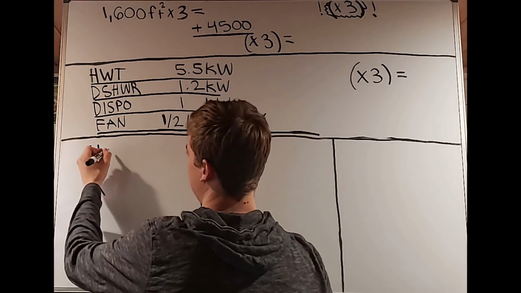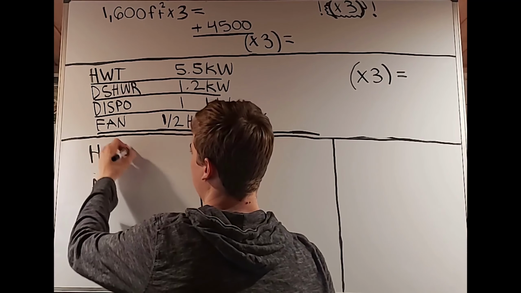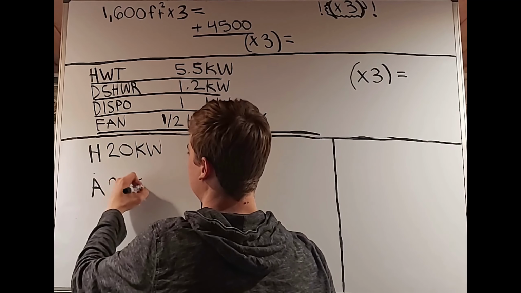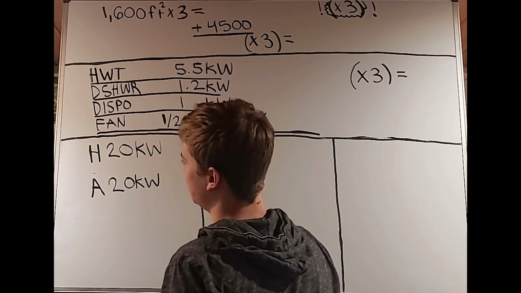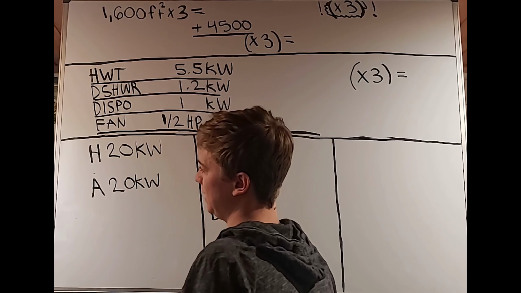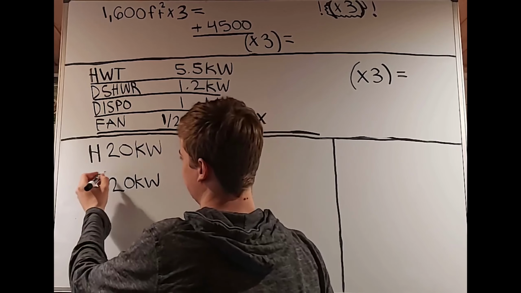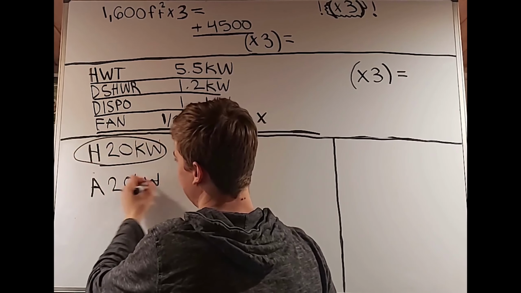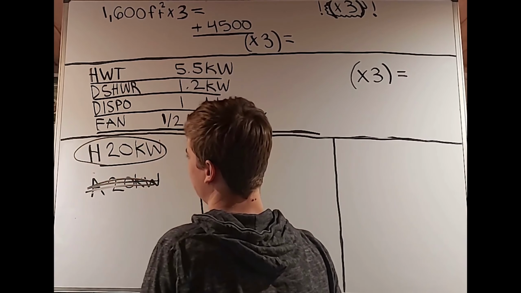So I know heat and AC, I had a 20 kilowatt system for both of those. So I'm just going to write that down. I have 20 kilowatts for both. And in this circumstance, when they're the same rating, it's really up to you to say which rating you're going to pick, because there's no difference. You really don't need to think about it too much. So in this case, I'm going to pick the heating. I'm going to disregard the number for the AC.